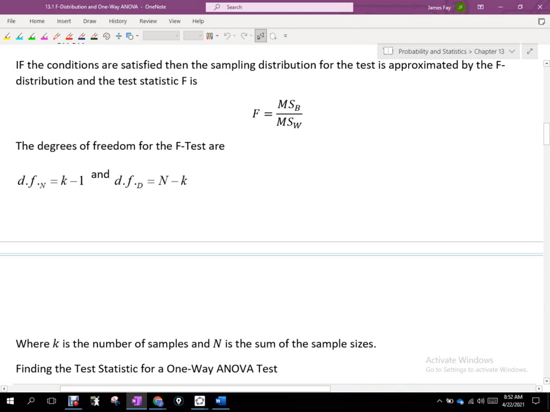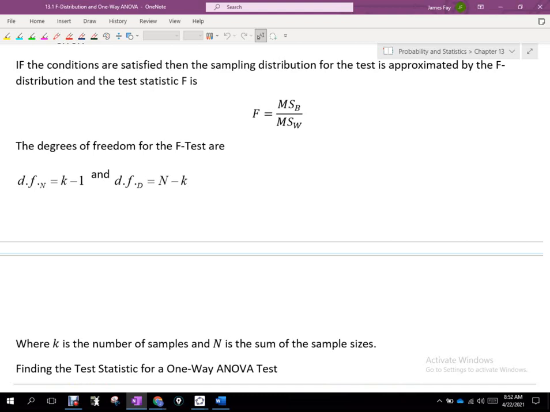Okay, so k is the number of samples, and n is the sum of the sample sizes. Okay, so we might have 5 samples. So that would be k. And then n is the sum of all the things that are in those 5 samples.